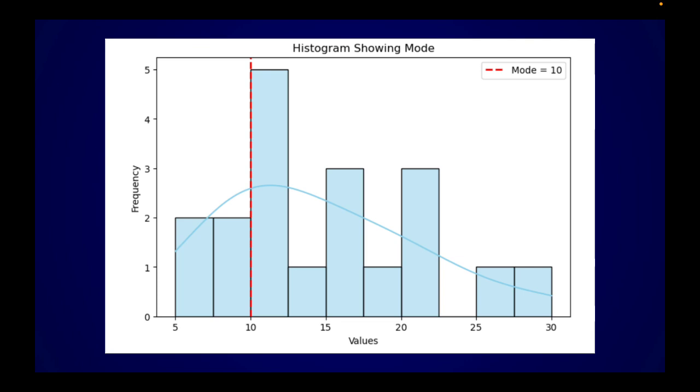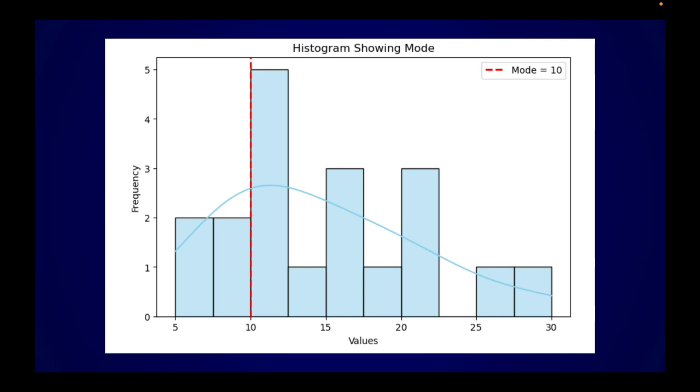We are having a data set, meaning these values are the data set. The x-axis, horizontal, represents the values of the data set, and the y-axis, vertical, represents the frequency, like how many times each value or range of values appears. So what are the key elements in this histogram?